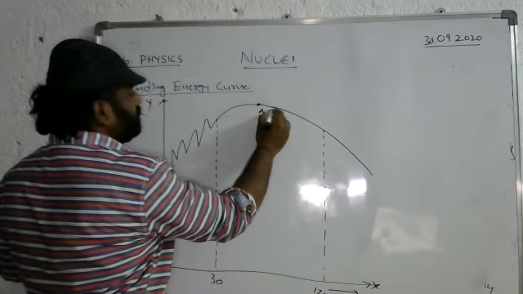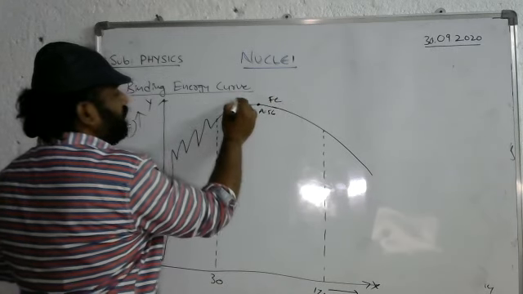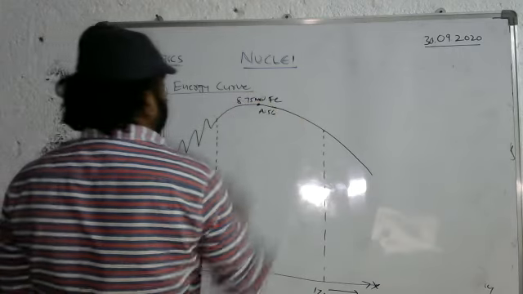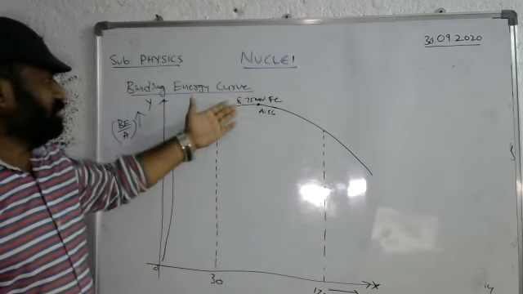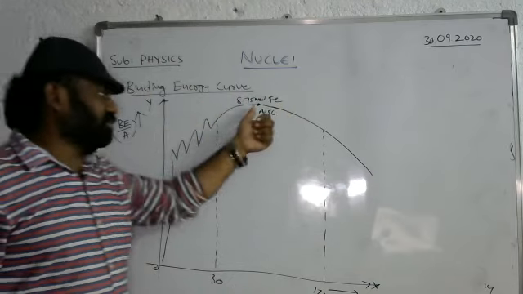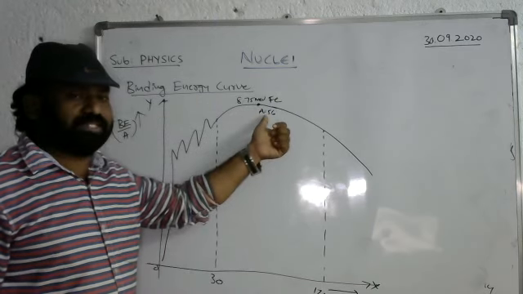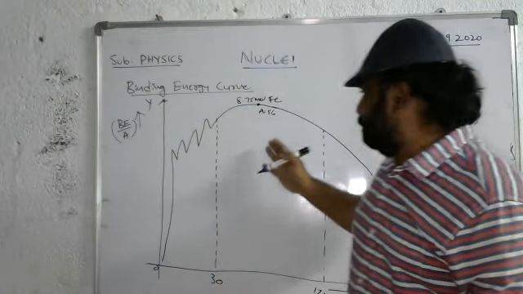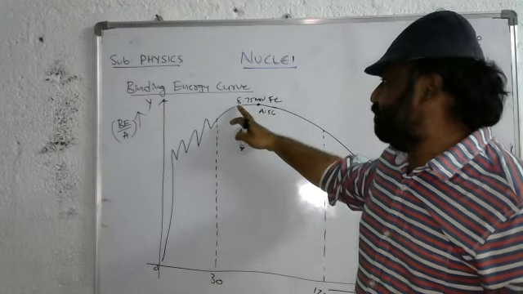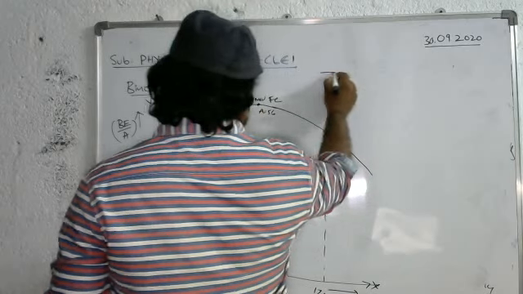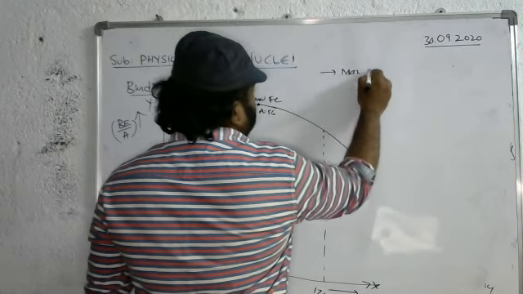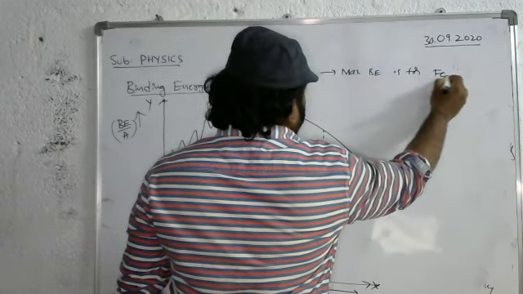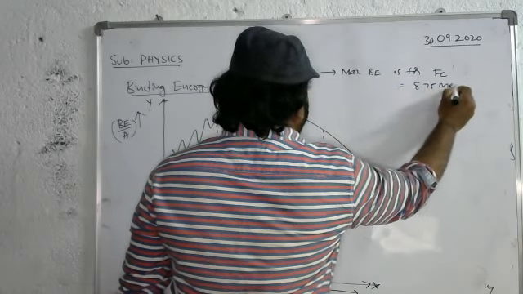Here the corresponding mass number is 56, which means the element is iron, and the binding energy per nucleon value is 8.75 MeV. The graph shows it is a maximum here. So the maximum binding energy is for iron, and its value is 8.75 MeV.